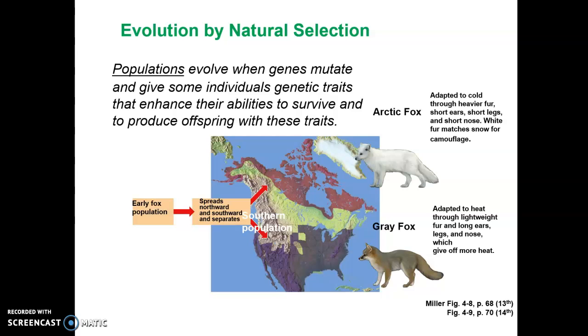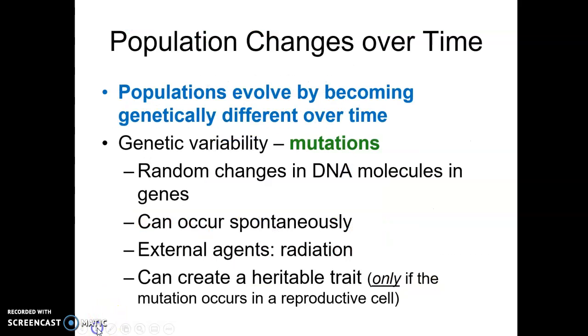And so to recap what happened here and the definition of evolution by natural selection: you have a population. A population evolves when genes mutate and give some individuals genetic traits that enhance their ability to survive and produce offspring with these traits. Okay, so we want to look at what causes this population change to happen. So think about those fox populations.